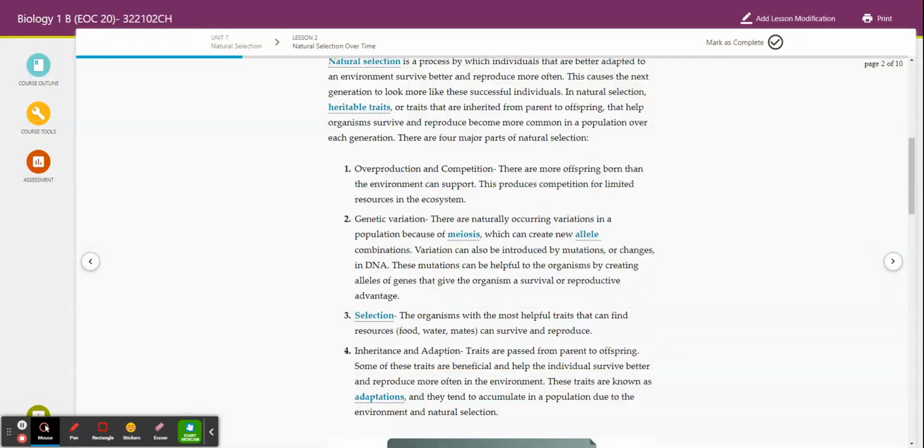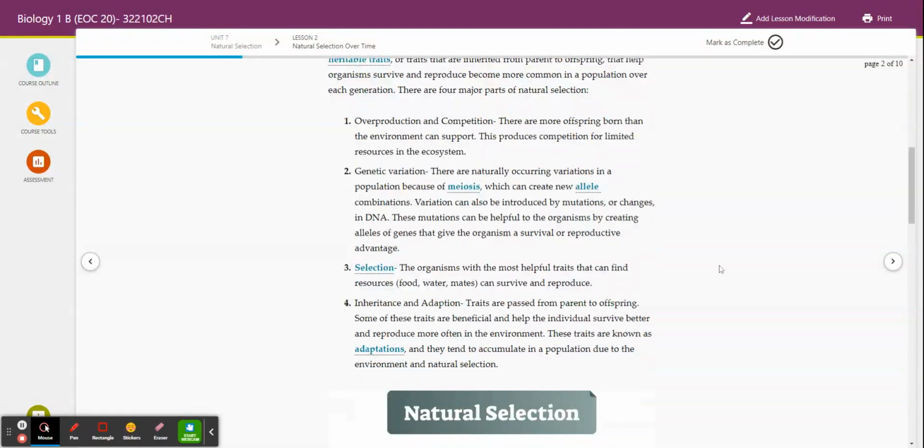Number two, genetic variation. There are naturally occurring variations in a population because of meiosis, which can create new allele combinations. Variation can also be introduced by mutations or changes in DNA. These mutations can be helpful to the organism by creating alleles of genes that give the organism a survival or reproductive advantage. Number three, selection. The organisms with the most helpful traits that can find resources, food, water, and mates can survive and reproduce.